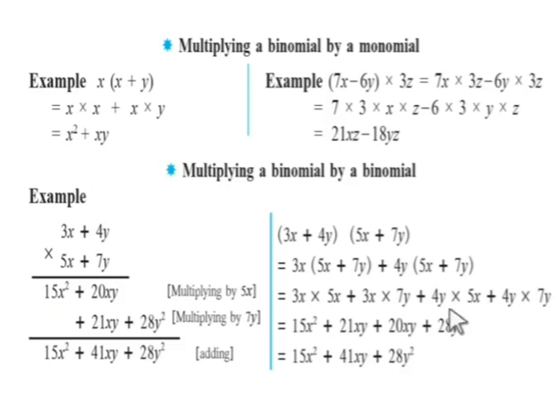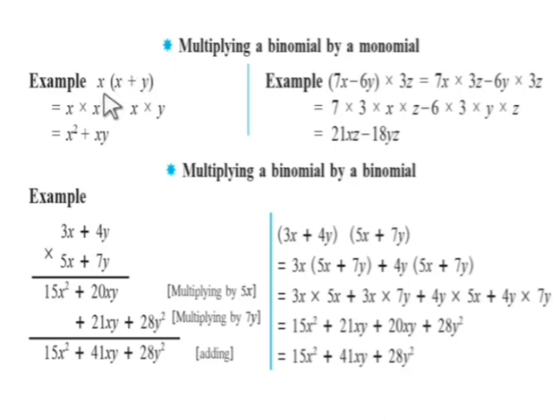Now we will see multiplying a binomial by a monomial. Now here in the first example, x bracket x plus y. Here this x is a monomial and x plus y, that is written in the bracket, is a binomial. Now what we are doing here, we are multiplying a monomial by a binomial or a binomial by a monomial.